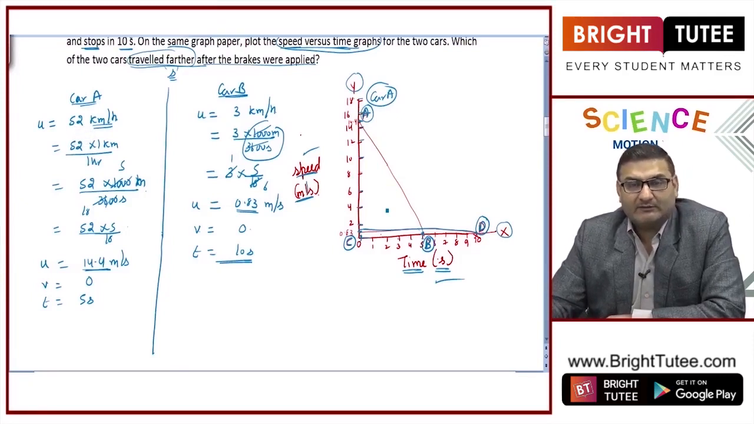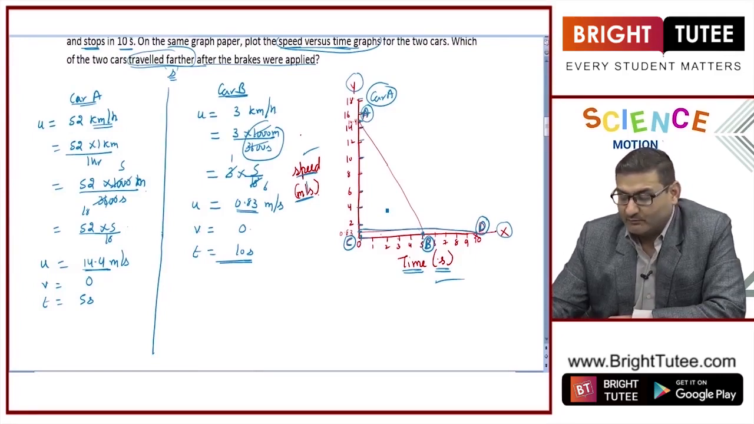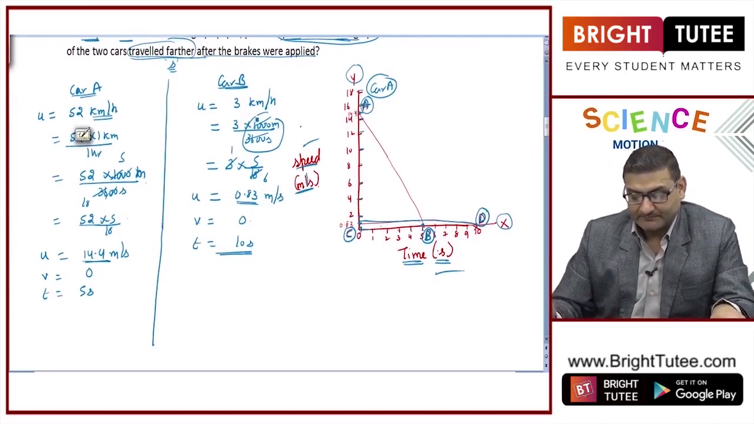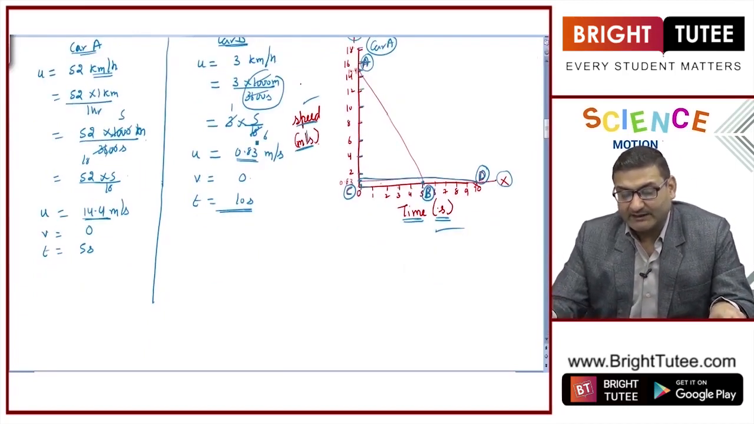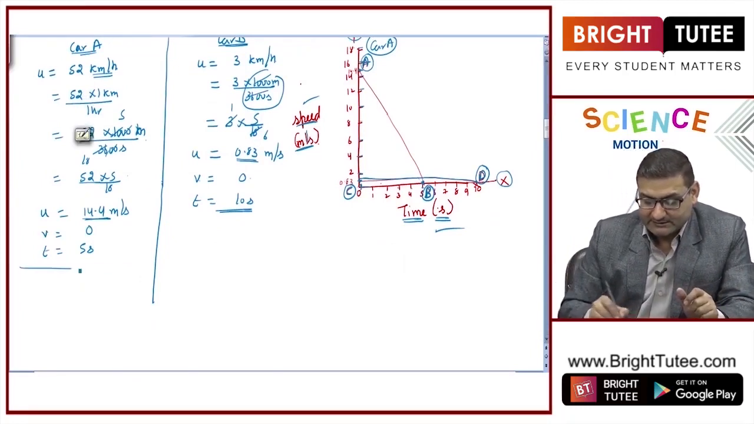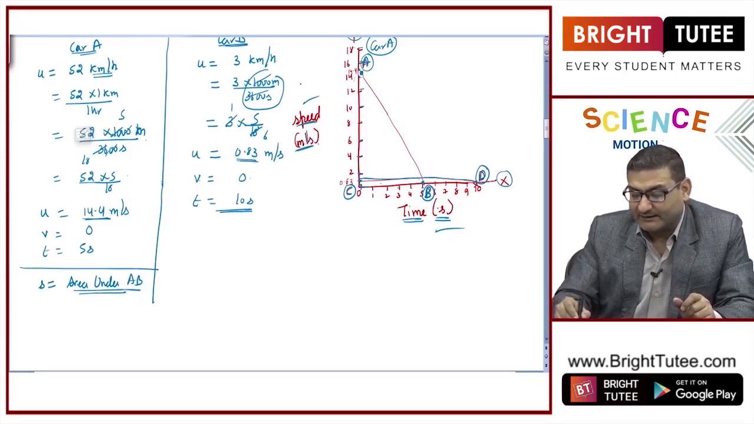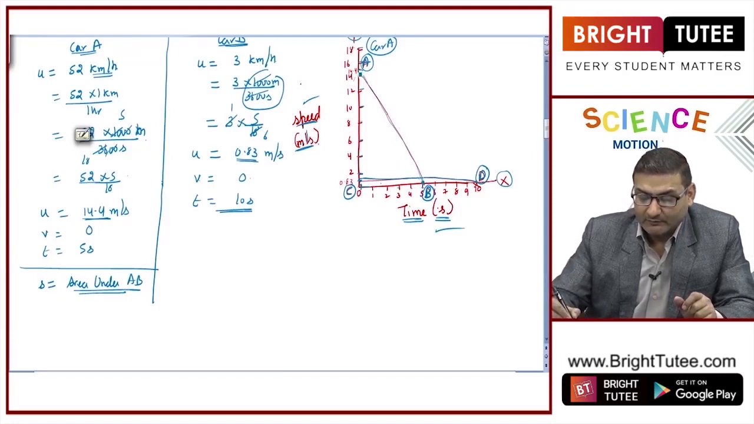Now the second part of the question remains, that asks which particular car travels farther after applying brakes. So we need to calculate the distance travelled by both the cars. Now in a graph we have already learned how to calculate the distance. The distance will be the area under the line, and the line here is AB. So if we relate this line AB, how are we going to calculate the area under the line?